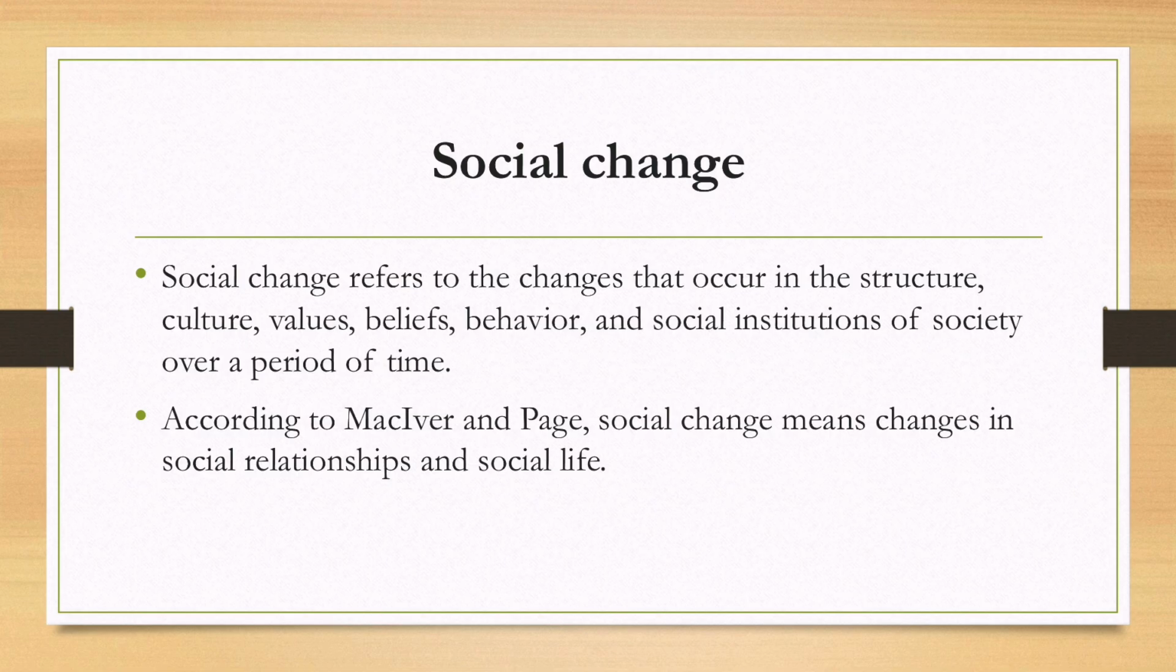That means it refers to the changes that will be occurring in the structure of society, culture, values, behavior, beliefs and also the institution of the society over the time. So there will be changes in the society over the time. According to McIver and Page, what is social change? It is a change in the social relationship and also in the social life. For example, increase in online education, women empowerment, use of modern technologies, changes in family structure and also improved healthcare and sanitation. So these are the social changes in the society.